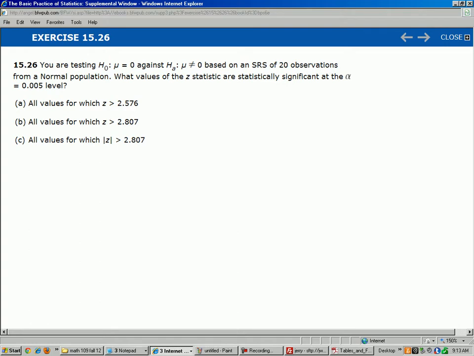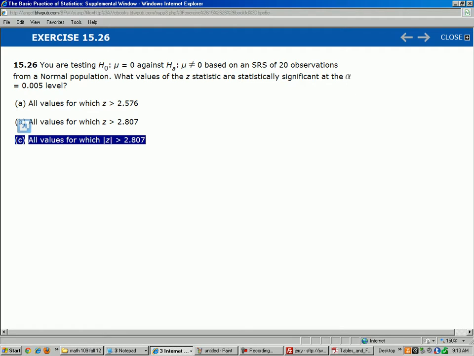So it has to be C. All values for which the absolute value of z is greater than 2.807, or rounded off, 2.81. That's what our table gave us, 2.81. So that means if z is negative, the absolute value of it is still going to be greater than 2.807. And so there's your answer, option C, right there.